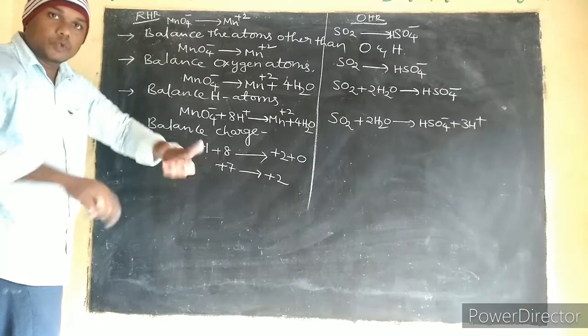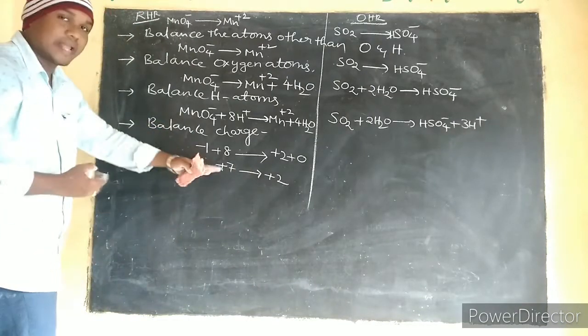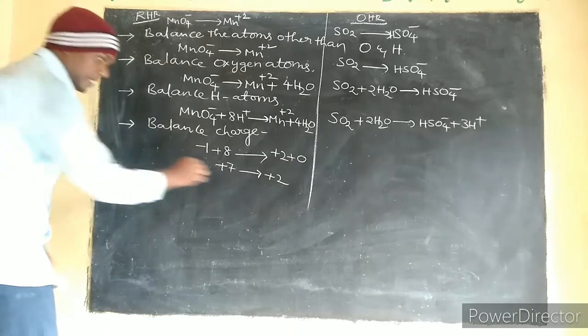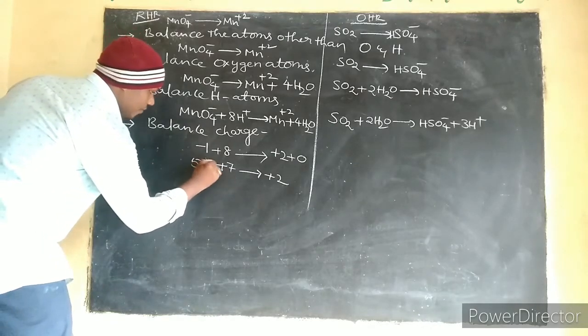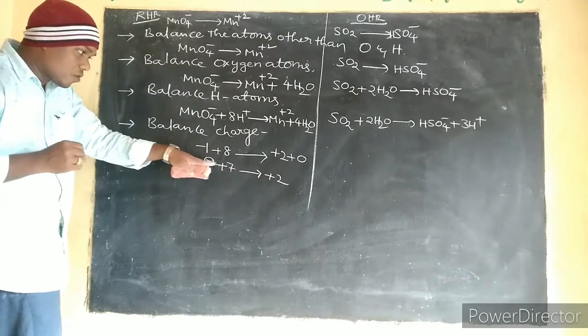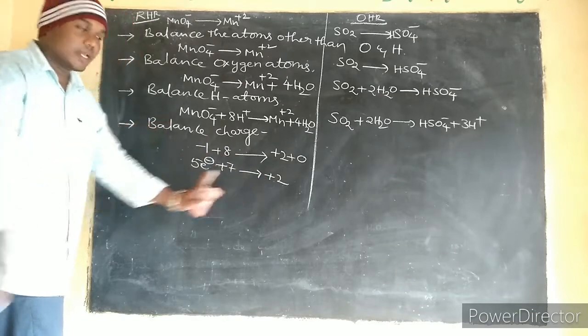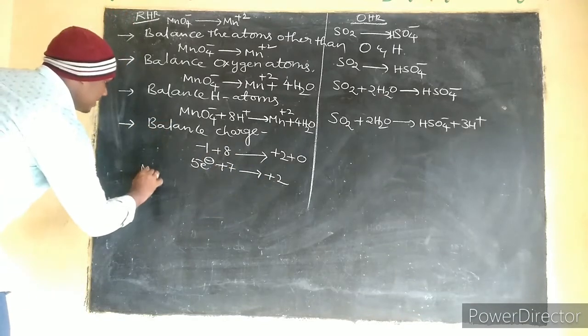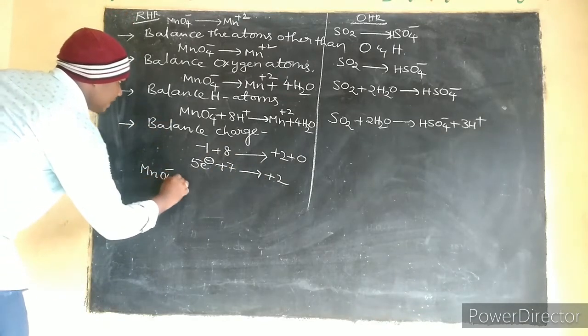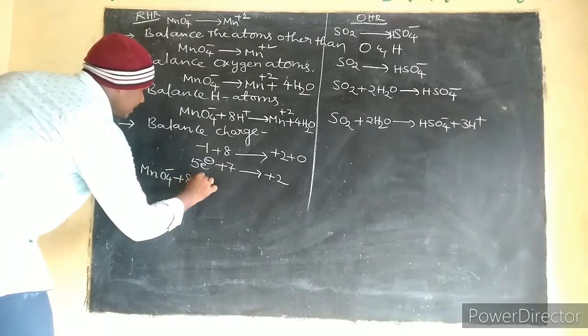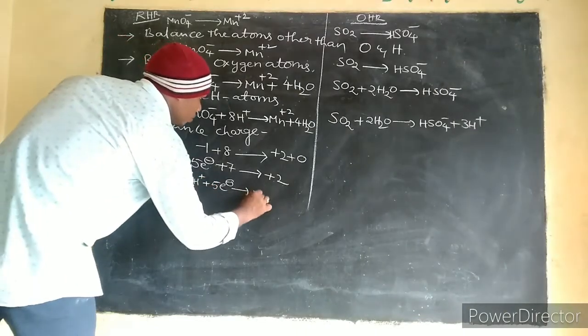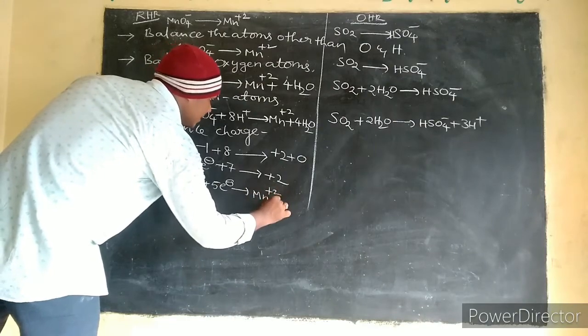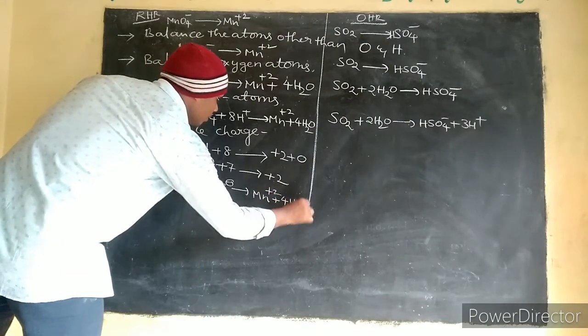How will this be neutralized? How many electrons should be added at the left side? For plus 2, here we have to add 5 electrons. If we add 5 electrons, plus 2 will be equal. So MnO4 minus plus 8H plus plus 5 electrons goes to Mn2+ plus 4H2O.